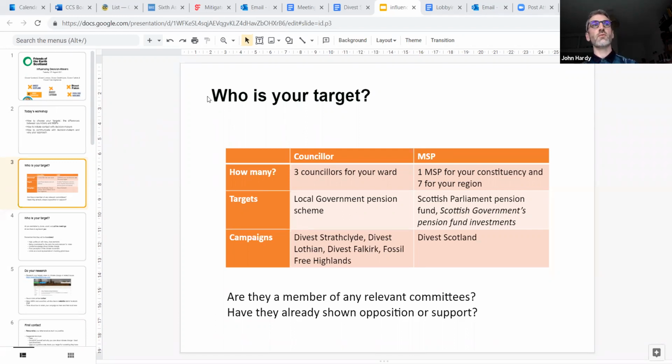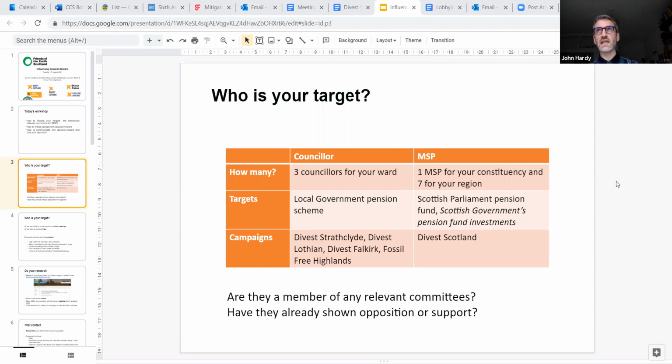And if you think about it, you will live in a ward, but there will be several wards within your council. So the likes of Edinburgh, I think, has 11, if not more. But somewhere like Midlothian just has, I think, 4 or 5. And the size of the ward will also differ, from 3 councillors up to 5.